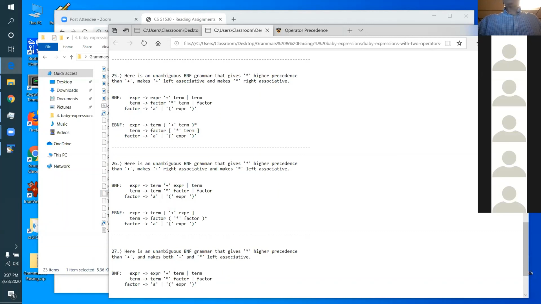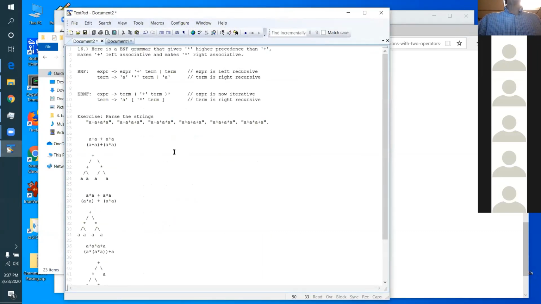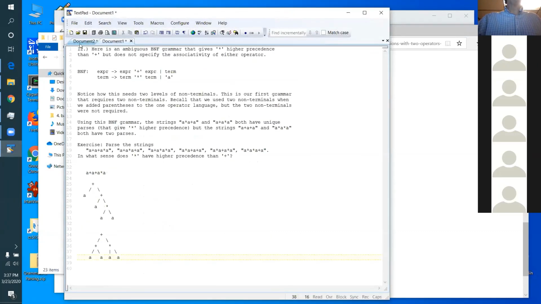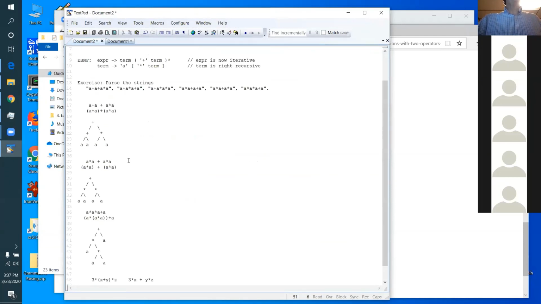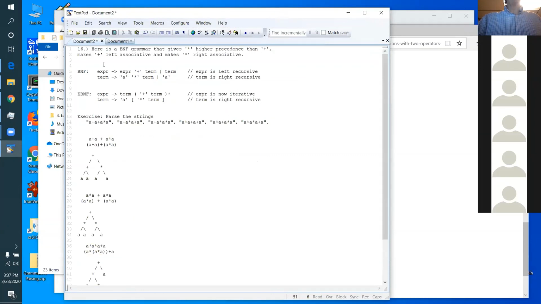Oh, and these examples that we did here, I'll save them and I'll put them up on the website. We did these little parsing examples. I'll save those and put them up on the website. Any questions? No.